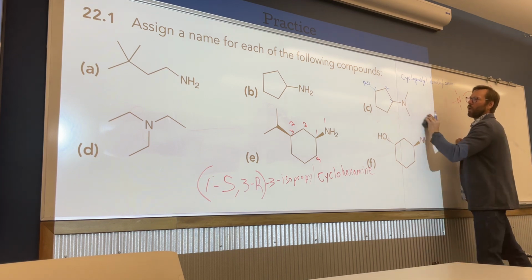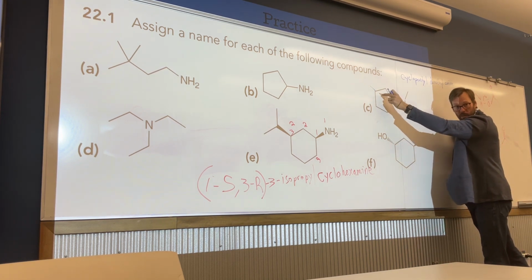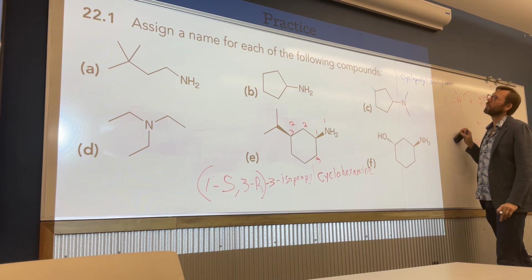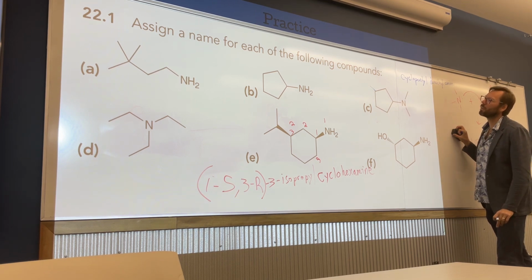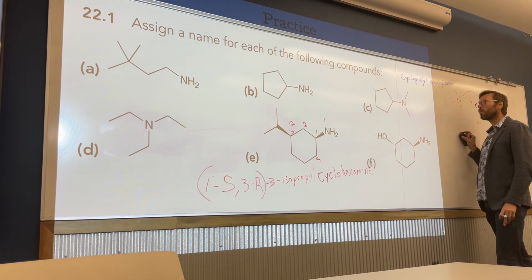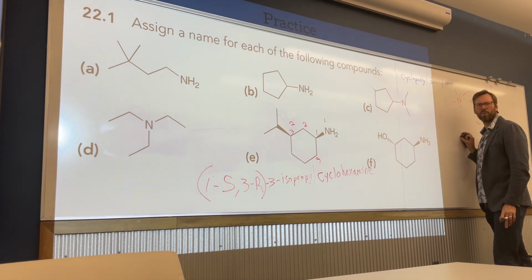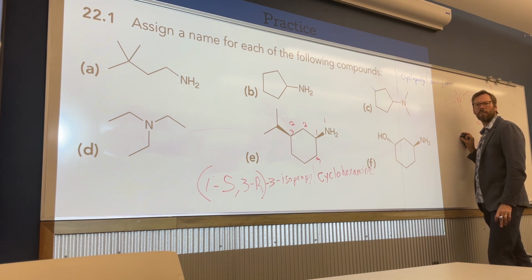Now, what if that was just, when you say a substituent, maybe a methyl group here, then that would be 3-methylcyclopentyl dimethylamine. Because of the dimethylamino, it'd have to be amino, and then it gets a little bit crazy if we put the amine in the front.